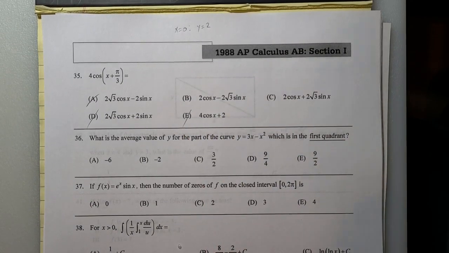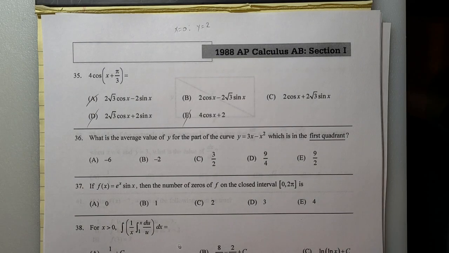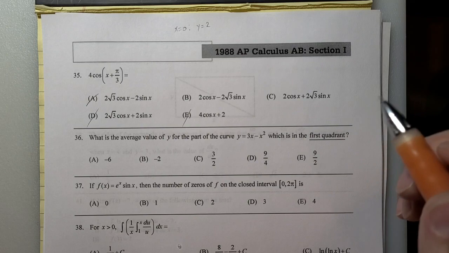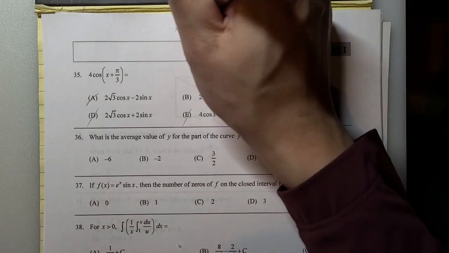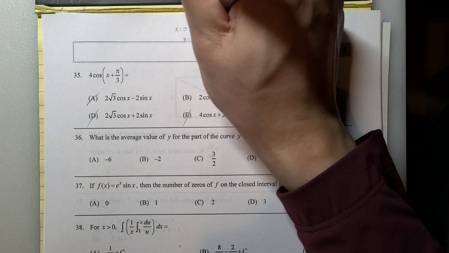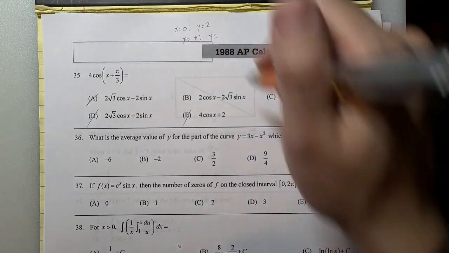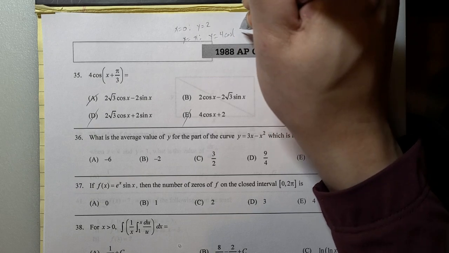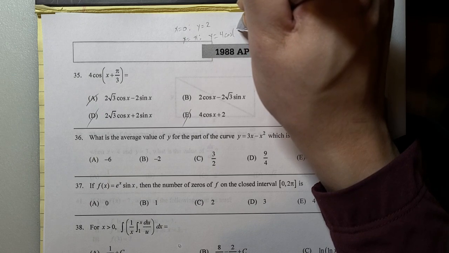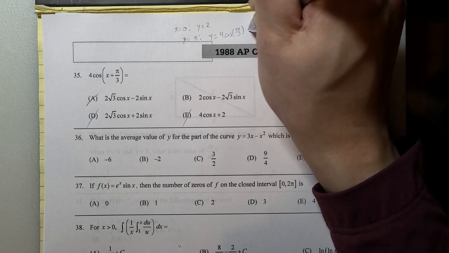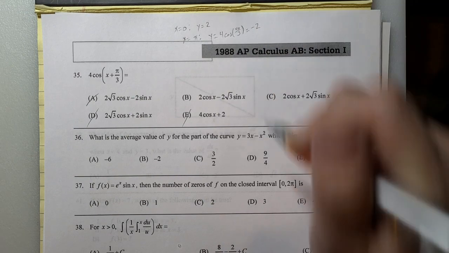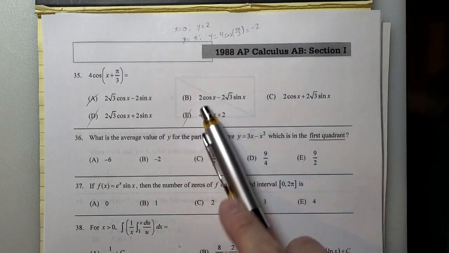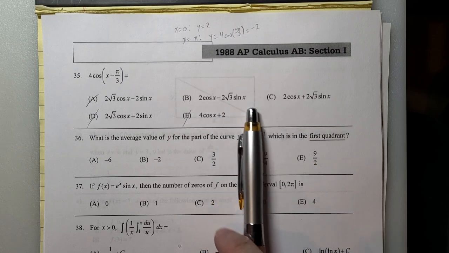Can we plug in another point? For example, when x is... What's another easy point? I'm trying to make these 0. So when x is pi, what is y equal to? Y is 4 cosine of pi plus pi over 3. That is 4 pi over 3. So that should be negative 2. So that would still work here. Okay, so that won't help.